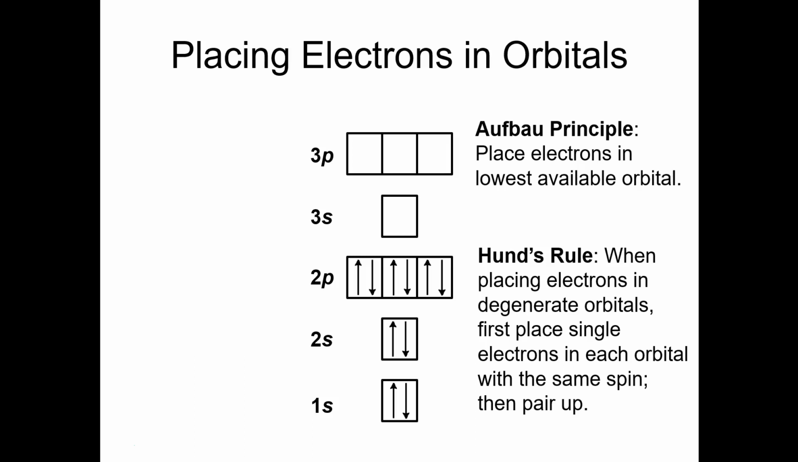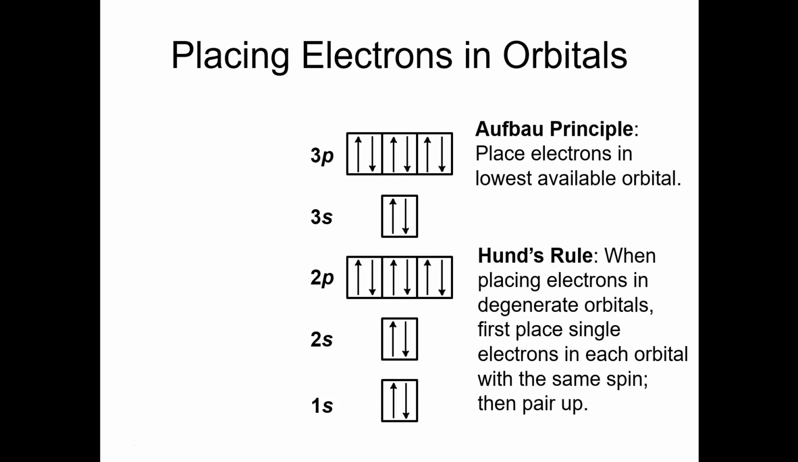Now I'm going to keep going. Oops, wrong arrow again. Sodium has 11 electrons. Its electron distribution would look like that. Magnesium, aluminum, silicon, phosphorus, sulfur, chlorine, argon.